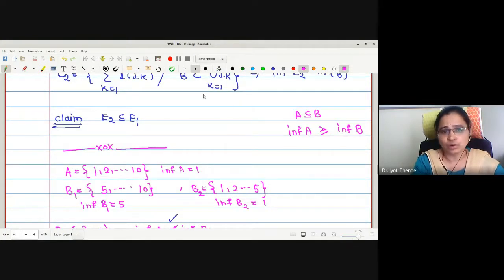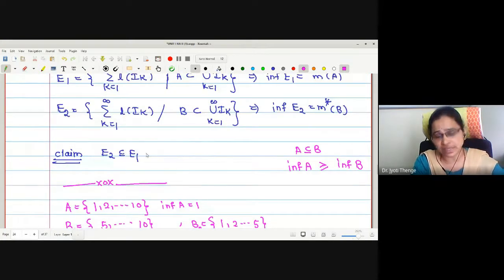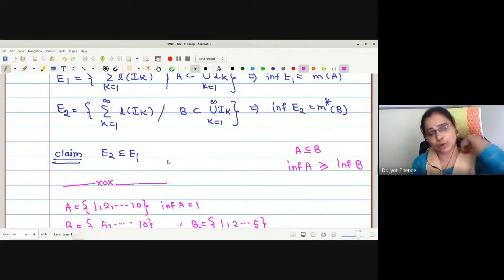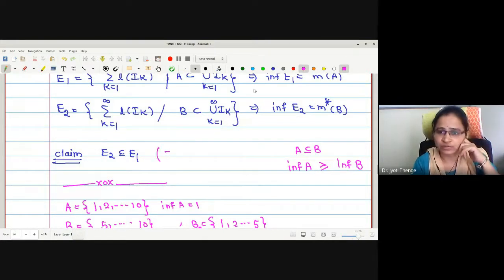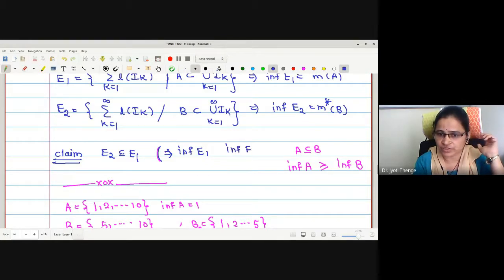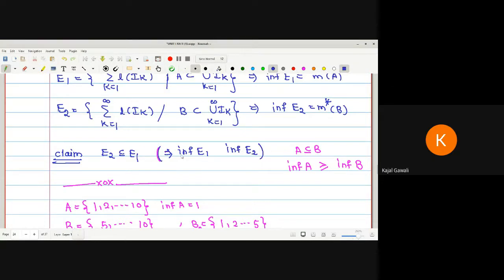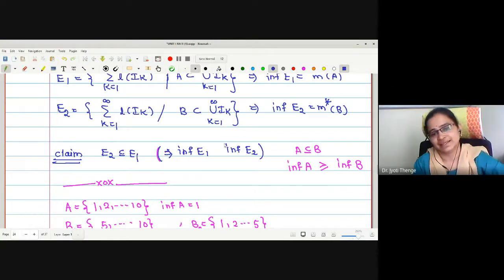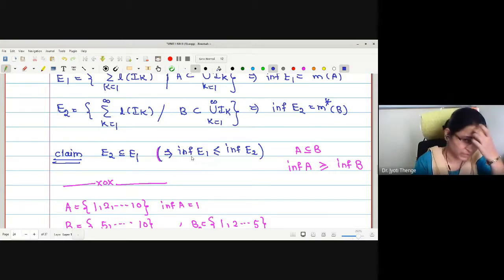Therefore, in order to prove, if I prove E2 is less than or equal to E1, what will it prove actually about the infima relation? Infima of E1, infimum of E2. What should be the relation? Greater than or equal to, and this is less than or equal to, no. E2 is a subset of E1. E2, I am saying, a subset of E1. Therefore, infima of E1 is less equal by infima of E2.